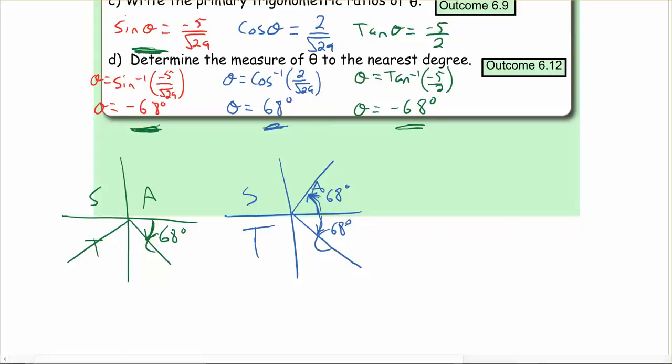If I look at the next one here, just to see why I got that negative answer, and look at my CAST rule again, tan was -5 over 2. So when tan is negative, it's going to be here and here. What it did again was go from here and just went down -68 degrees. That's all it did. It doesn't really matter though. What's usually going to pop out is our reference angle. I'll show you in the next one though that might not be the case.